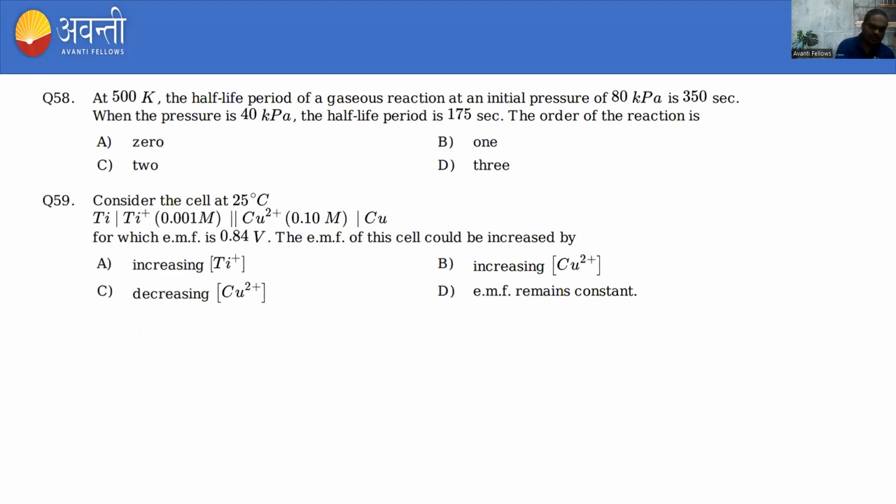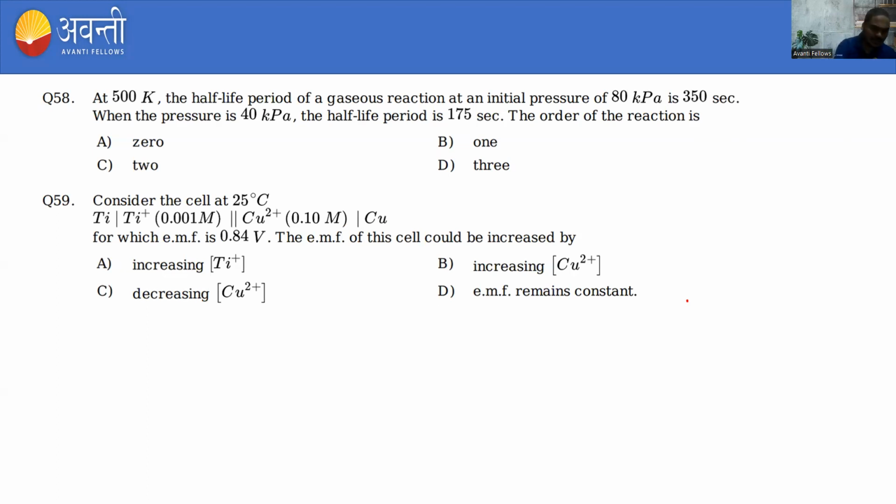Chalo. So move to the next question, beta. That is question number 58, right? In this question, they are asking: at 500 Kelvin, the half-life period of the gaseous reaction at an initial pressure of 80 kilopascal is 350 seconds. When the pressure is 40 kilopascal, the half-life period is 175 seconds. What is the order of the reaction?